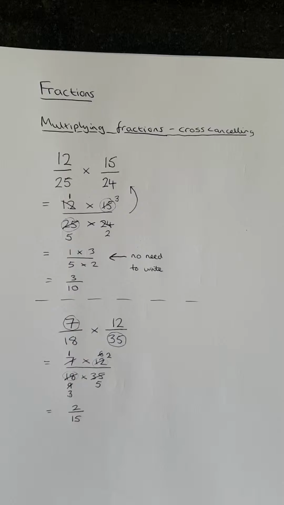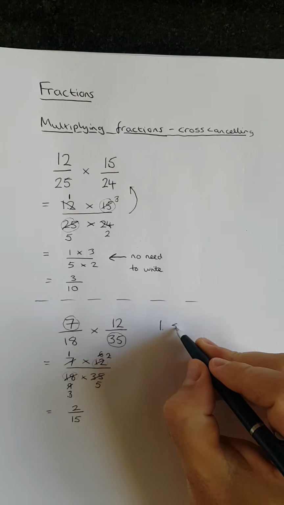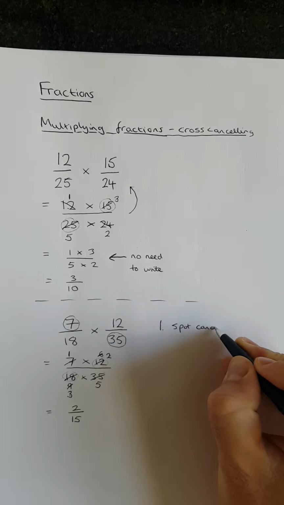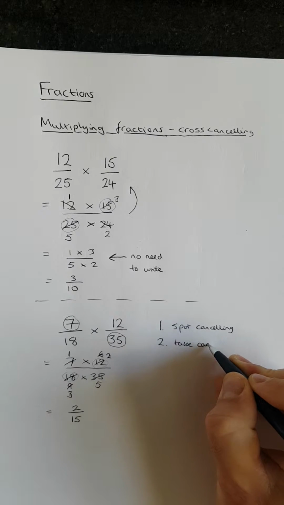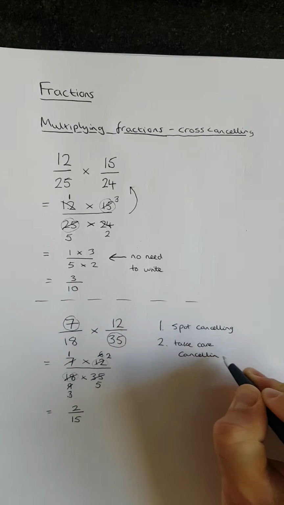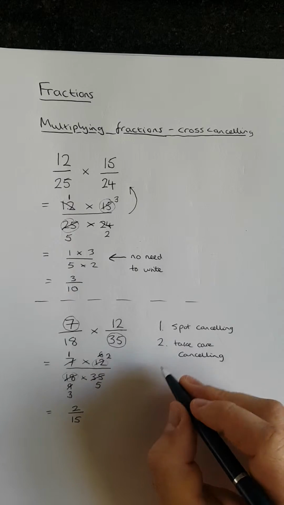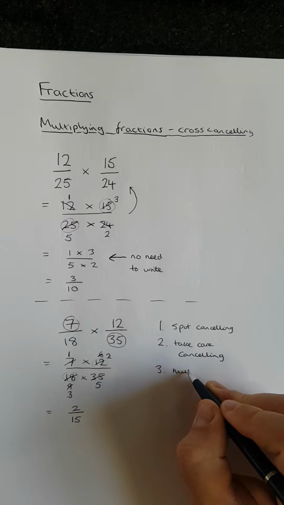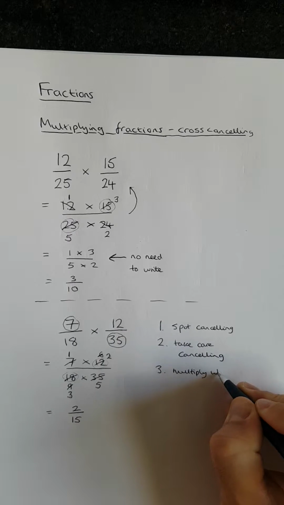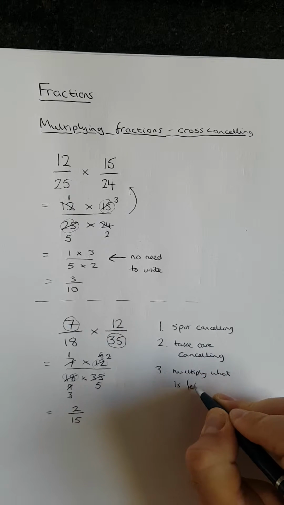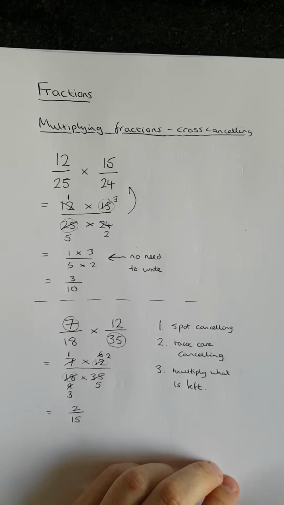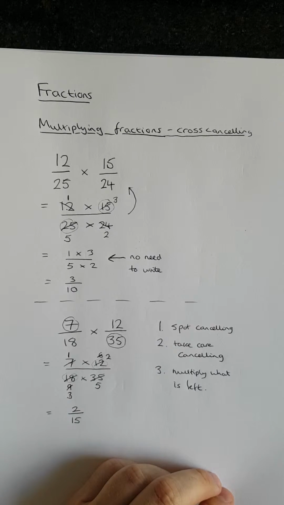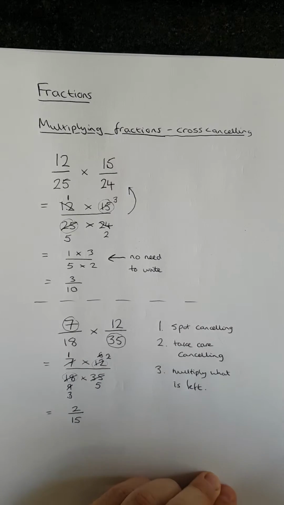Now with this topic, the key thing is spot the cancelling, take care cancelling. If you need to do workings out on the side of your page, do those. And then of course you multiply what is left. Now, I think at this stage you probably would normally practice some of these. Let's try a couple more just to see if there's anything else we haven't covered yet.